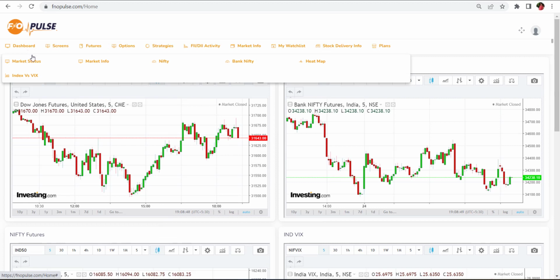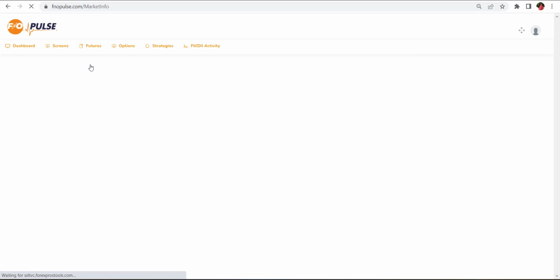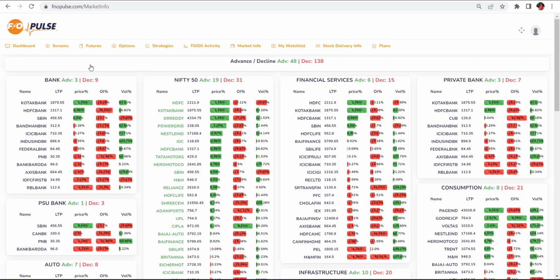Now let's see about the market info. In the dashboard, I'm going inside market info. In the morning, around 11:30, the advances are very high and declines are less. When you consider HDFC, the price change is 1.55 percent. If you take a trade in HDFC, you will definitely get 5 to 10 points in the market for intraday trading. The banks are performing well.